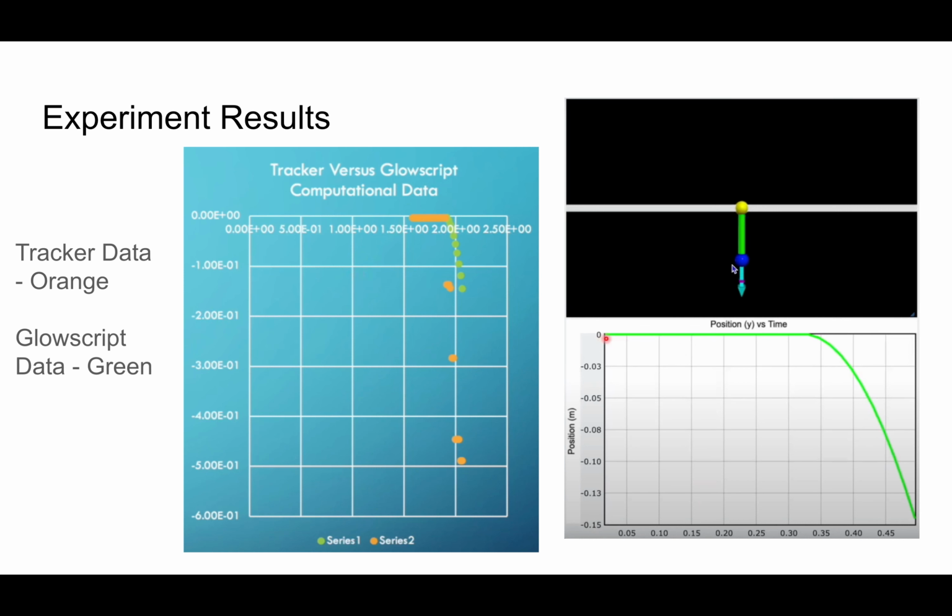The results are shown here in two colors. The orange line represents the real-world data tracked using Tracker, and the green line shows the simulated data generated by GlowScript. While the two sets of results started out fairly close, they began to diverge as the motion progressed, which indicated that some of the forces or factors may not have been fully captured in our simulation.